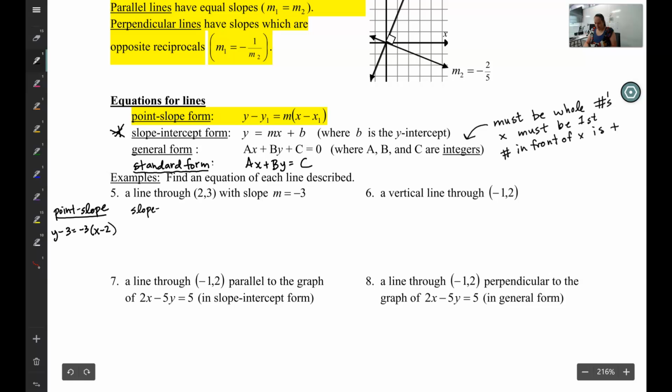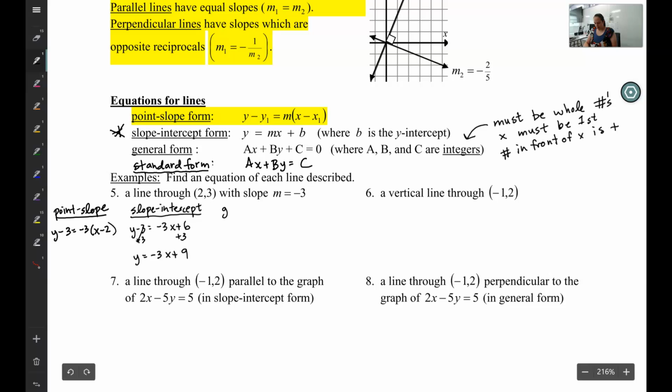Simplify it would be our slope-intercept form. So y minus 3, negative 3x plus 6. Add our 3 over. So we get y equals negative 3x plus 9. That would be our slope-intercept.